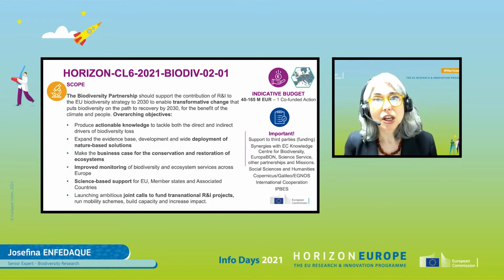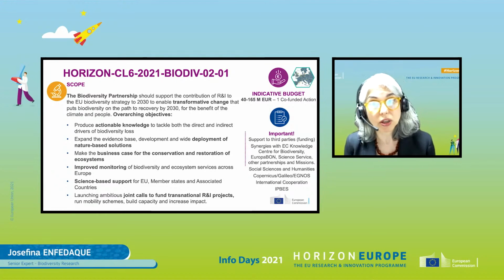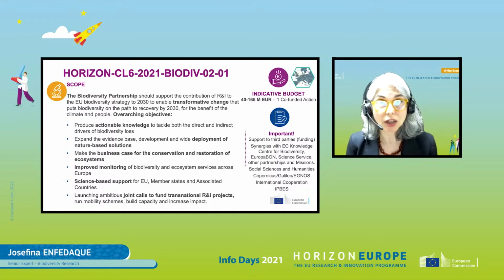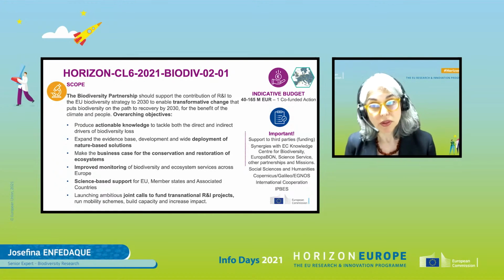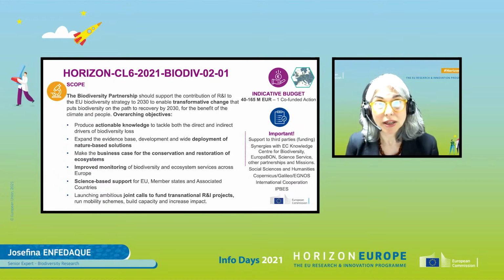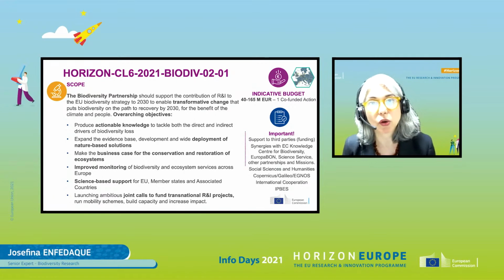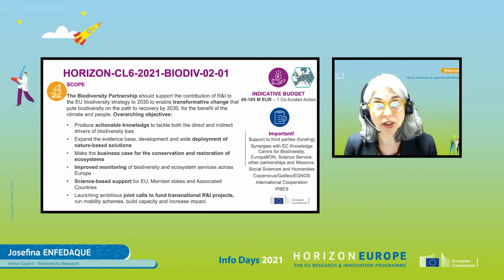It's very important to take into account that this is a project that will give support to third parties, will fund other projects. It has to have synergies with the EC Knowledge Center for Biodiversity, with the Europa Bond project that is actually developing the framework for monitoring, with the Future Science Service, other partnerships and the missions. Social science and humanities need to be included, and if there is a use of satellite systems, the European ones should be preferred, like Copernicus, Galileo, or EGNOS. International cooperation is very important, and it's also important that this partnership will contribute to international conventions and to IPBES.